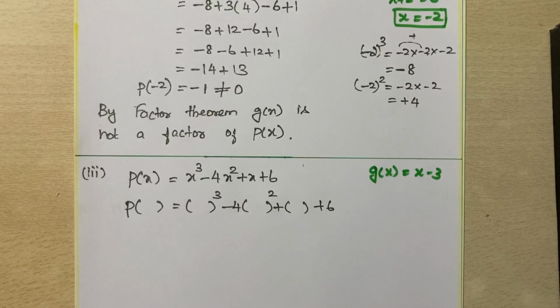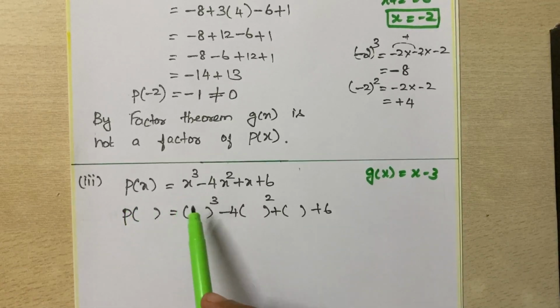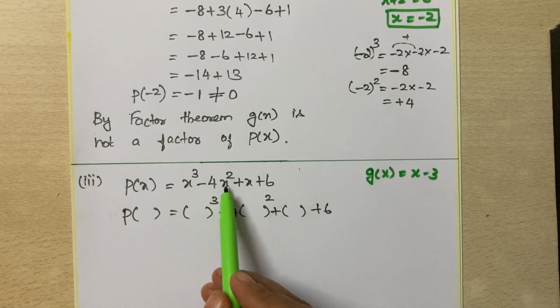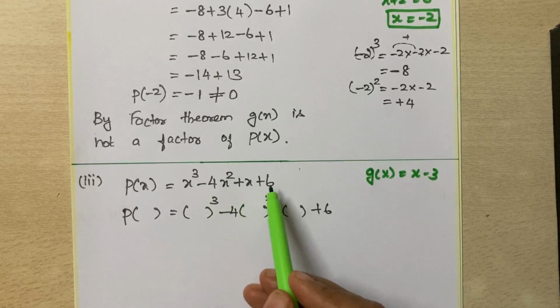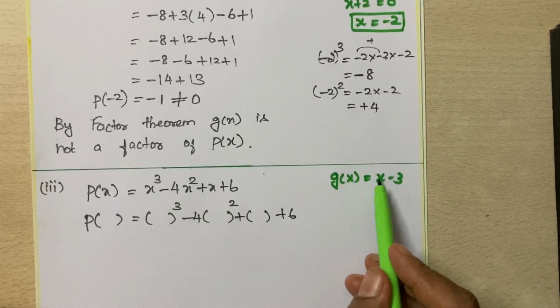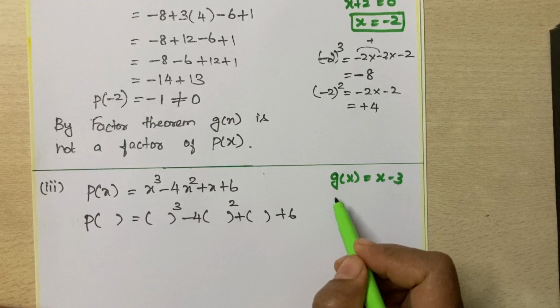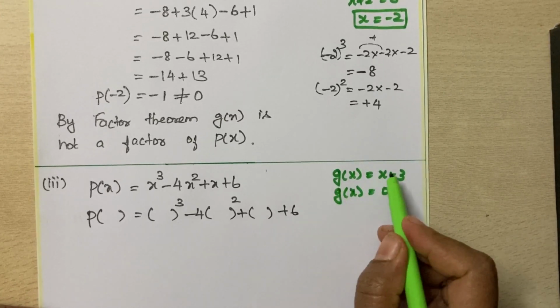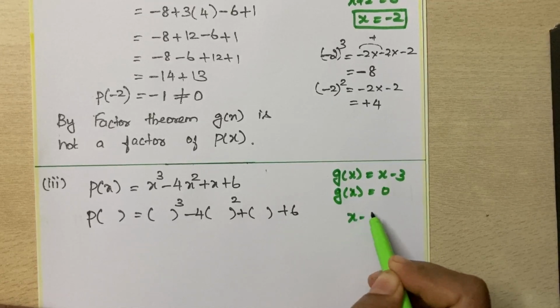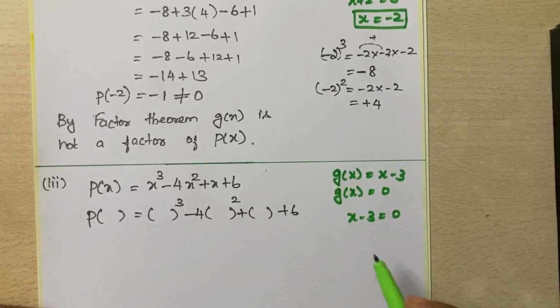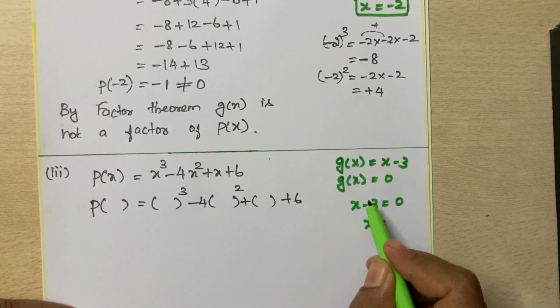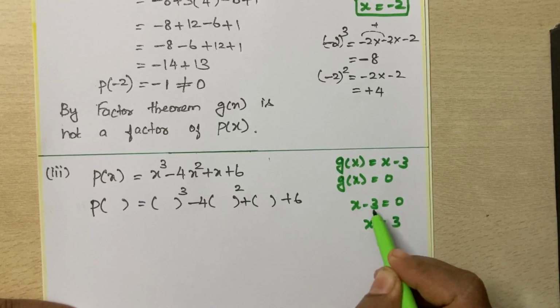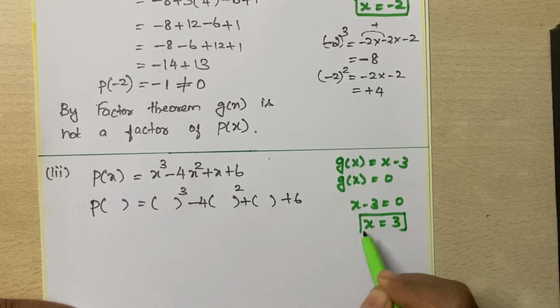The third subdivision: P of x is given as x cube minus 4x square plus x plus 6. g of x is given as x minus 3. Let us equate g of x to 0. So x minus 3 is equal to 0, which means x is equal to minus 3 transposed to the other side, it will become plus 3.